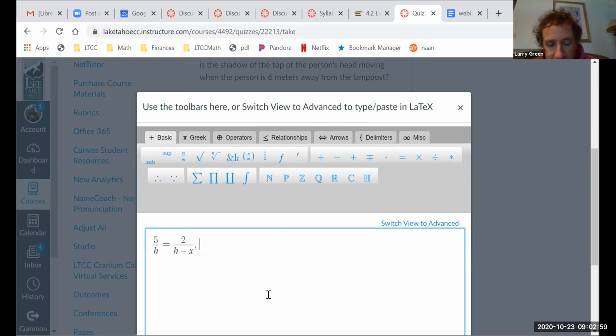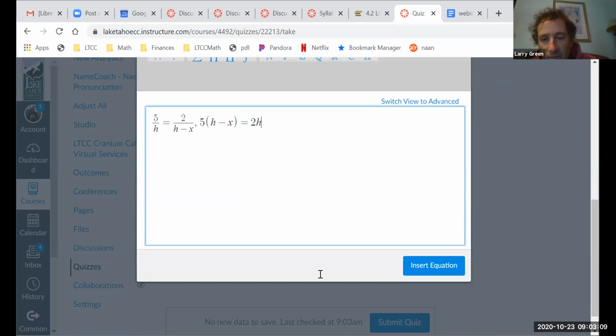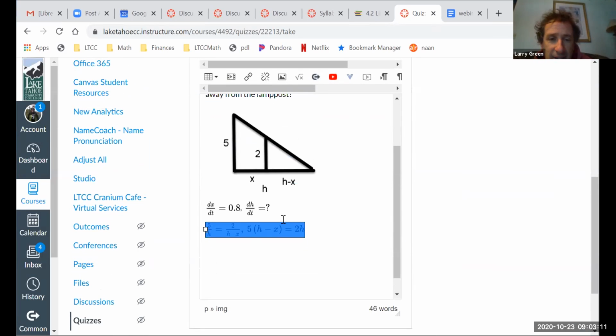So 5 times h minus x equals 2h. So I haven't done any magical geometry or algebra, but if you don't think to do it, you won't get it.